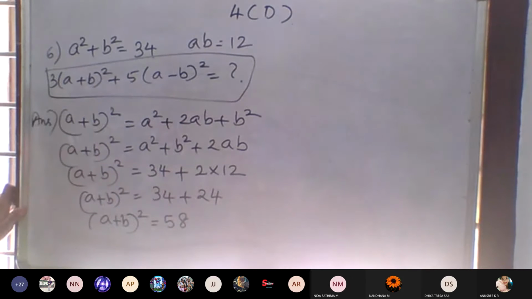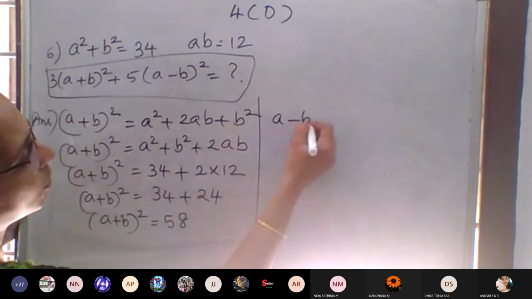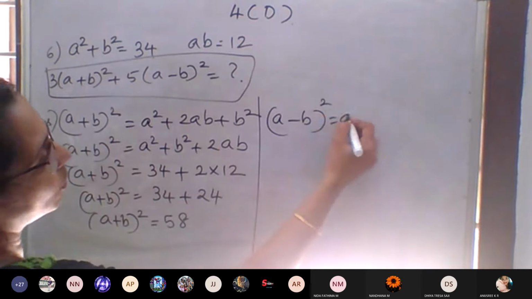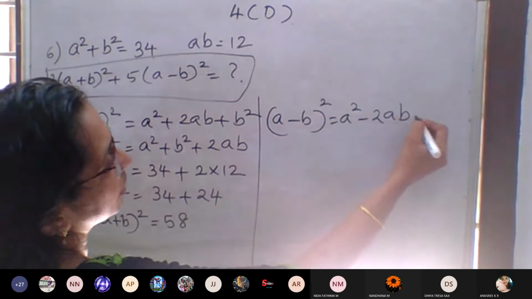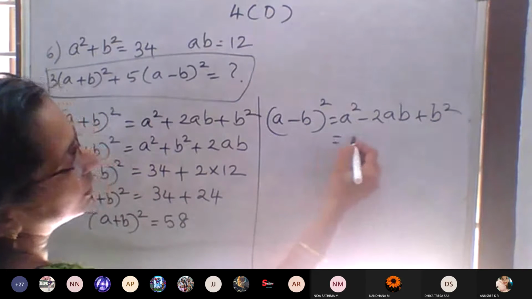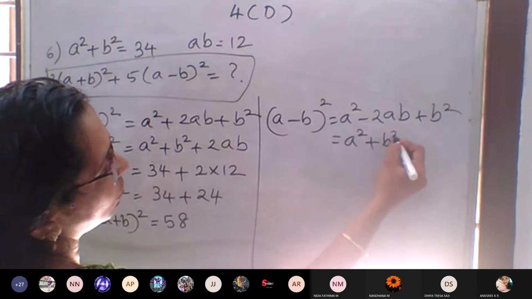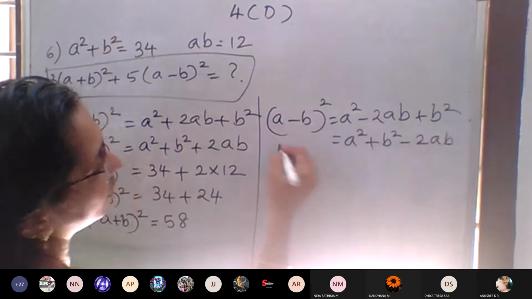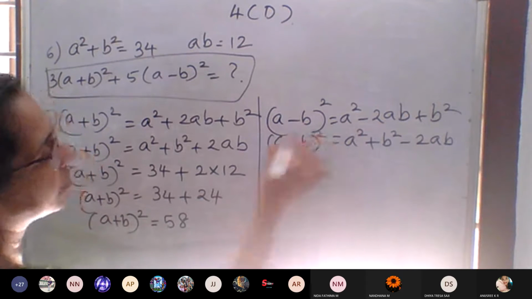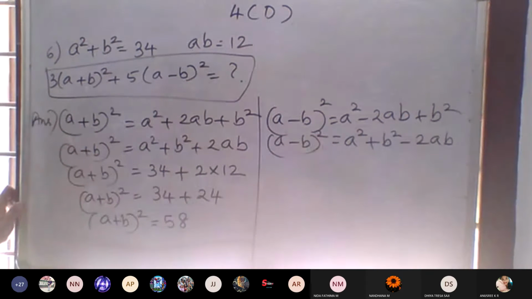After that we can substitute. Right now, (a plus b) whole square is equal to 58. Similarly, do (a minus b) whole square: a square minus 2ab plus b square. Same way, a square plus b square minus 2ab. Substitute the value and find out a minus b whole square. Then only we can substitute here. Do it.